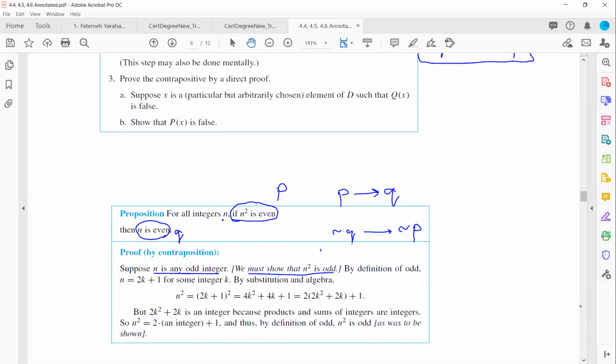For any odd integer, that integer can be written as 2k plus 1. Now, all you have to do is to square it. N squared is 2k plus 1 squared, which is 4k squared plus 4k plus 1. You can factor out 2 from the first two terms. You get 2 times another integer plus 1, which is obviously an odd integer. Since we proved the contraposition, it means that we proved the original statement. They are equivalent to each other.